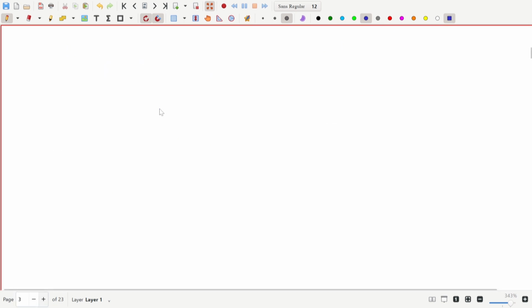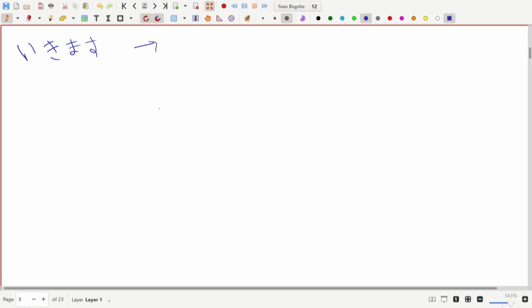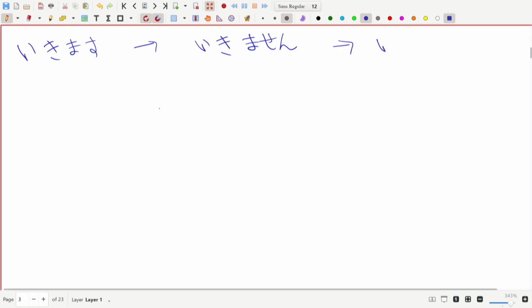Now let's start where we left off in the last class. We were doing forms of verbs in the negative form and the past form. So we learned ikimasu. If we want to change it into a negative, it will change into ikimasen. If you want to change it into past, it will change into ikimashita.